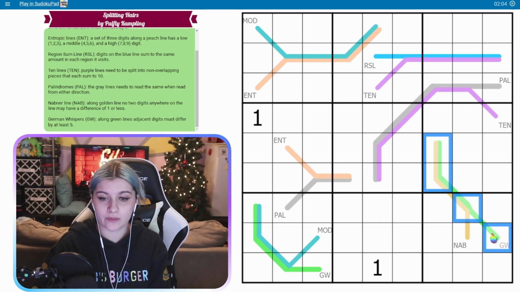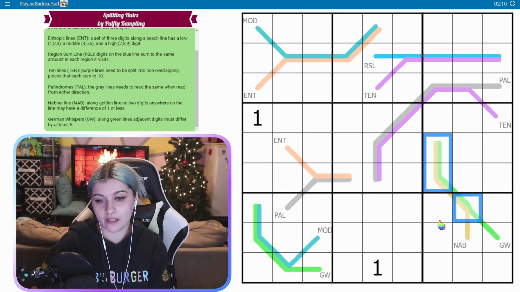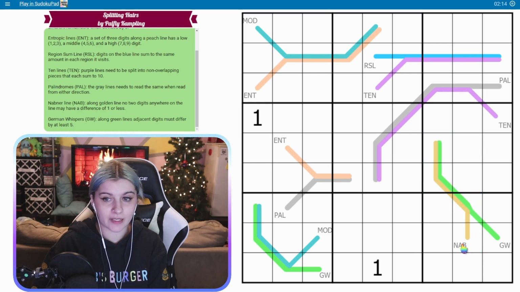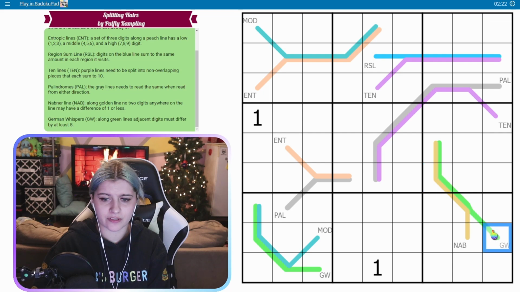What do I know about German Whispers? I can't use the number 5. But I mean, I could use a 5 here and then be fine here. It's going to be high, low, high, low. I need to be careful with 4s and 6s, but I actually don't think there's anywhere that I can't use a 4 or a 6.